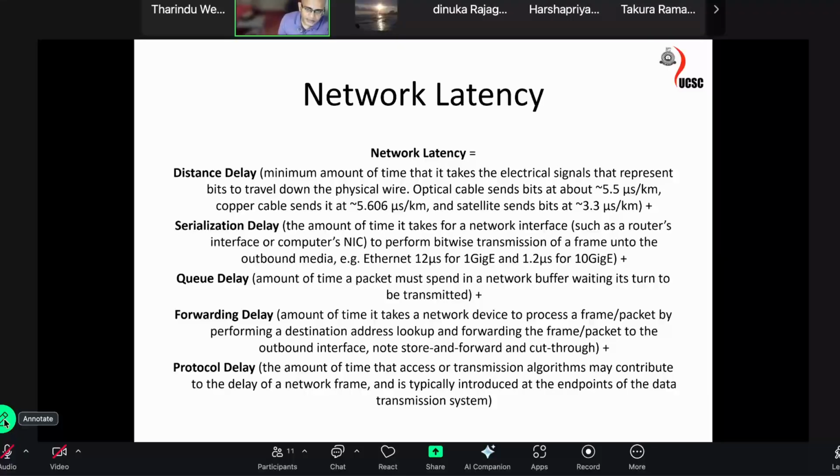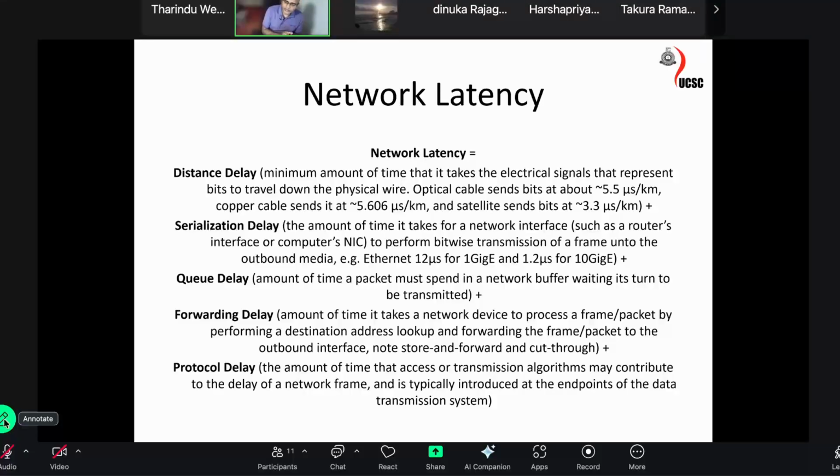Then the third delay included in the total overall network delay is the amount of time a packet must spend in a buffer waiting its turn to be transmitted. There are situations where buffers are used to reduce packet drops when there are peak situations. So these buffers are introduced to manage the flow and flow control.